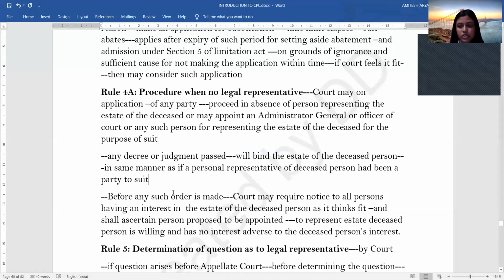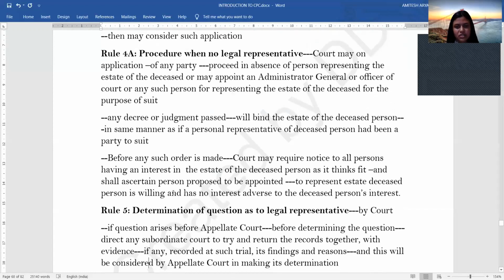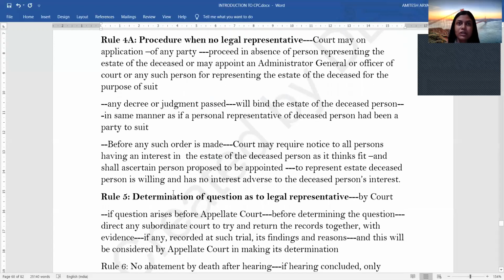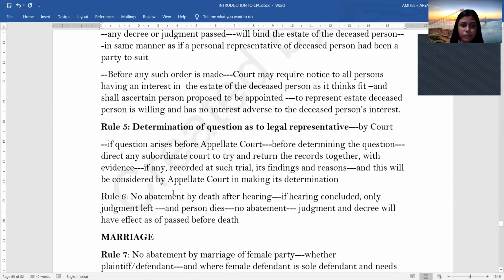Now, before any such order is made, the court may require notice to all the people who it feels have an interest in that particular estate, and then from them also it can ascertain which person shall be appointed to represent the estate of the deceased person. It is very important that the court will take note that that person should not have an interest adverse to the deceased person's interest. Now, the next thing is rule number 5, which is talking about determination of questions as to a legal representative.